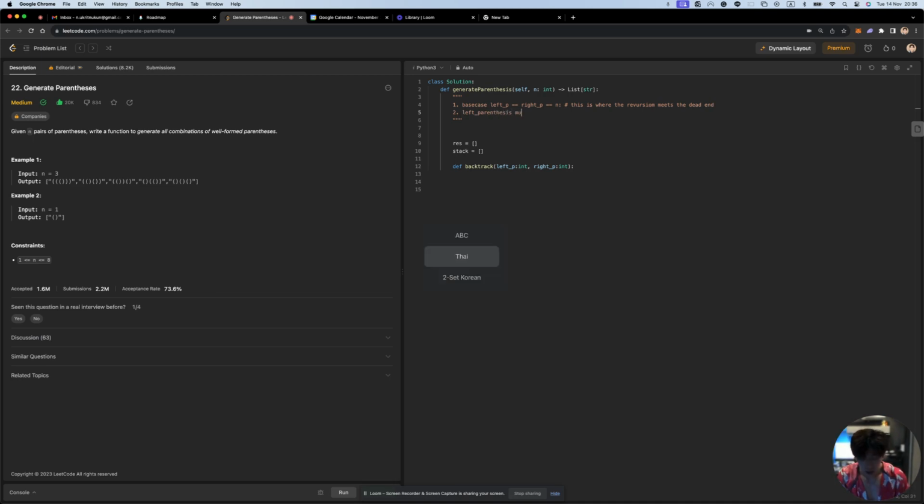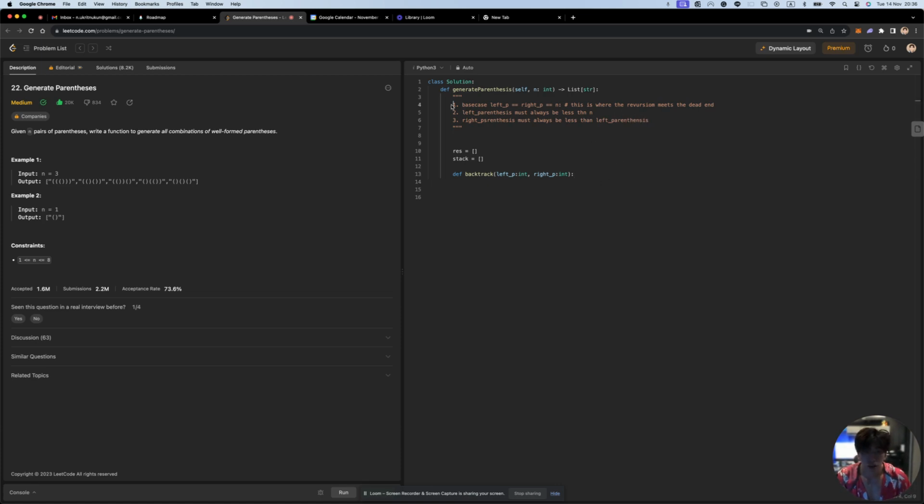The second is that the left parenthesis must always be less than or equal to n, less than n. And the third is that the right parenthesis must always be less than the left parenthesis. Okay, so we're going to continue with that.